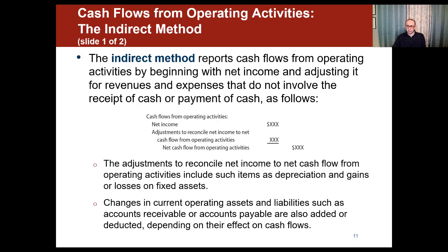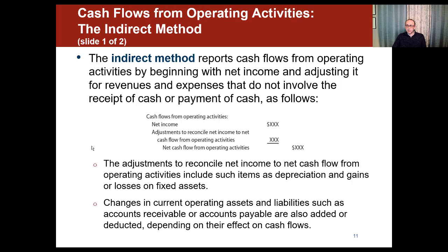So how does it work? As you can see here, the cash flows from operating activities start with net income, and then we adjust the net income to get the net cash flows from operating activities. So how do we do that? We make some simple adjustments by referring to the amount of change in the balance sheet. We'll see how this works in the coming slides.